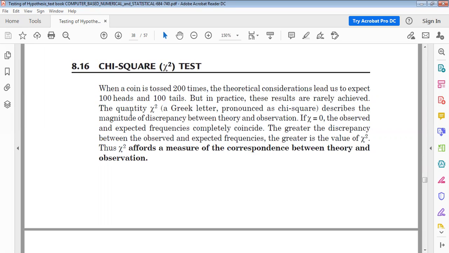So the quantity chi-square, a Greek letter, is pronounced chi-square. It describes the magnitude of the discrepancy between theory and observation. If chi-square equals 0, the observed and expected frequencies completely coincide. The greater the discrepancy between the observed and expected frequencies, the greater is the value of chi-square. So chi-square affords a measure of the correspondence between theory and observation.